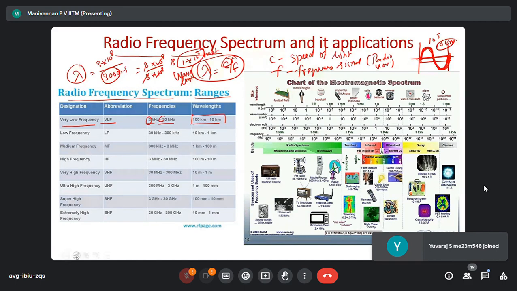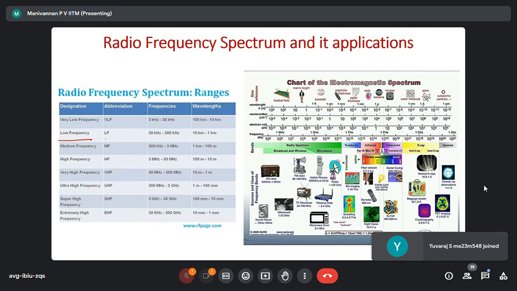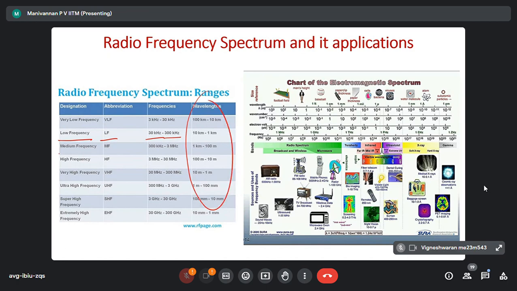Okay, so then the low frequency range, which is 30 to 300 kilohertz. Wavelength, you can calculate. The next one is medium frequency, MF, which is 300 kilohertz to 3 megahertz. Have you heard anywhere of MF, medium frequency? Anybody?